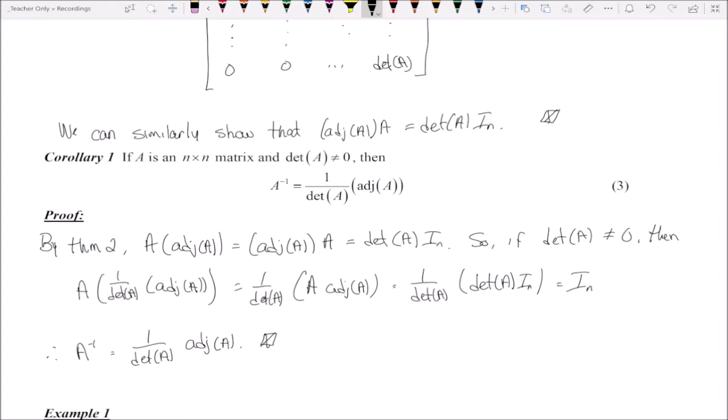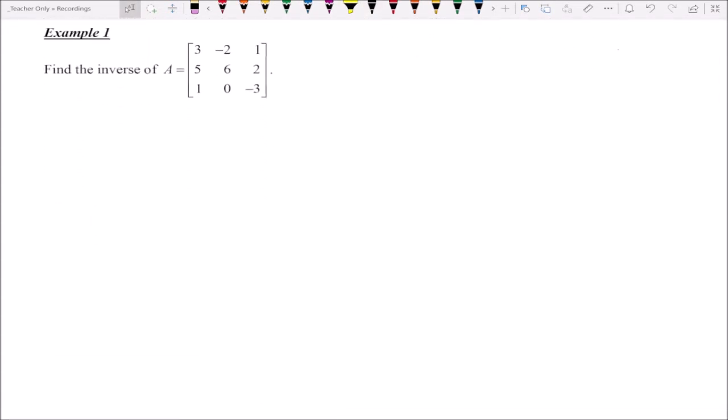So this here is our method of finding the inverse of a matrix by using determinants. We simply find the adjoint of A first, then we multiply it by 1 over the determinant of A. Let's look at an example. So we want to find the inverse of this matrix here. So first thing, let's just find the determinant of A. Using the method of lesson 2.1, we'll get negative 54 minus 4 plus 0 minus 0 minus 30 minus 6, which is equal to negative 94.